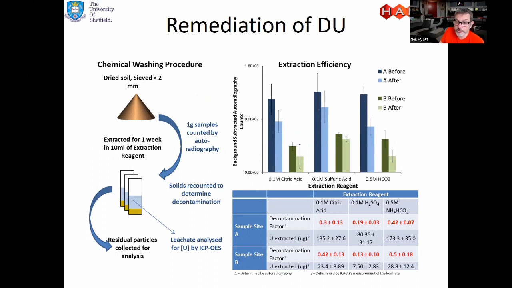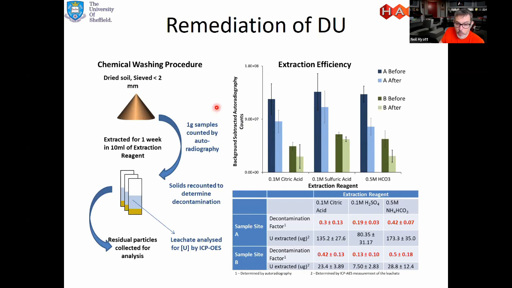Chemical washing of soils has been postulated as a suitable cleanup technology for DU particulates. We investigated this with the analysis of reactive particles to probe the mechanism of DU particulate dissolution and provide information for improving the process. This slide shows the results of batch soil washing and extraction experiments using dilute citric acid, dilute sulfuric acid, and dilute ammonium hydrogen carbonate.